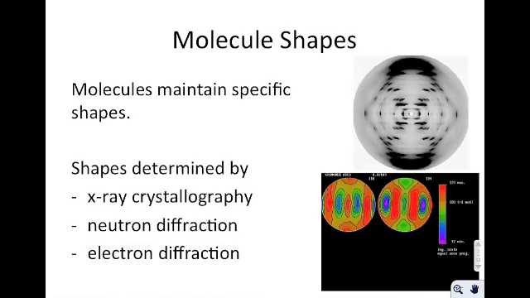So, molecular shapes. Molecules, covalent compounds tend to form specific shapes, and you can determine those shapes experimentally using X-ray crystallography, neutron diffraction, or electron diffraction. That will actually give you the structure of the particular molecule.